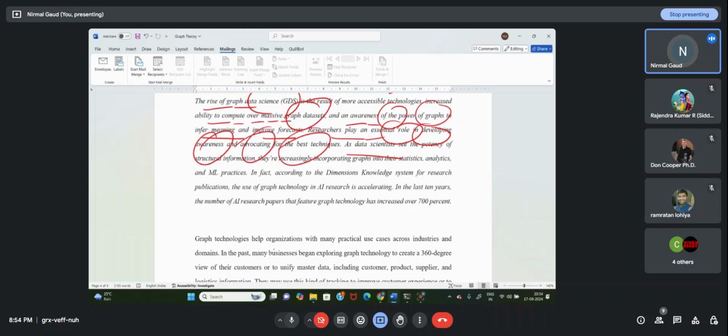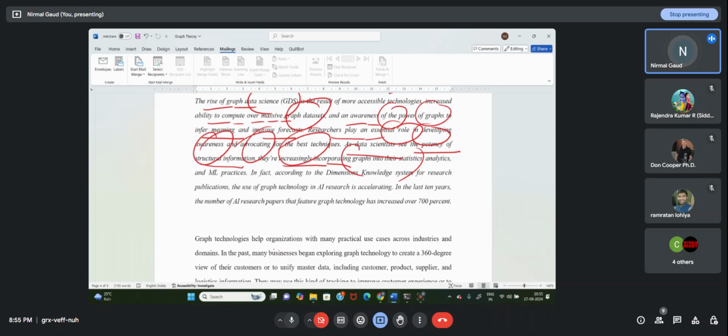So as a data scientist, the potency of structural information is increasing. So incorporating graphs in statistics and in analytics is very important. Okay, you have structured data, something present in the form of rows and columns. That means tabular format. Okay, is there any way that I can simplify it? Is there any way that I can show that particular thing in the form of a graph, some structure?